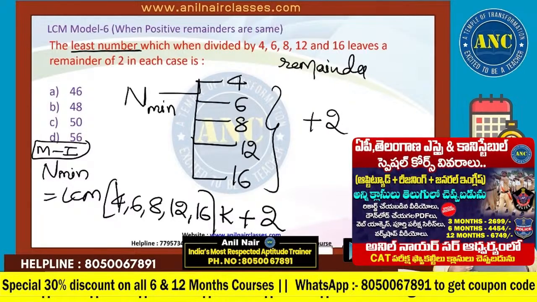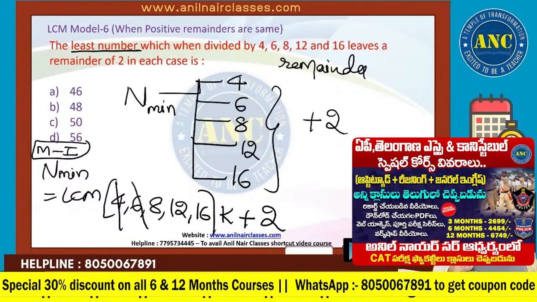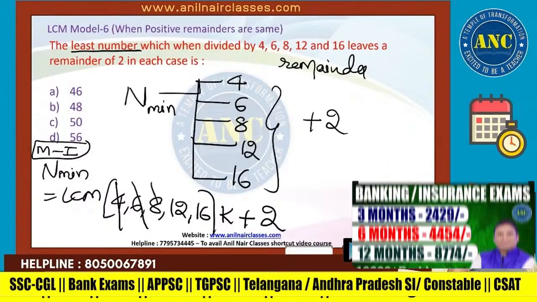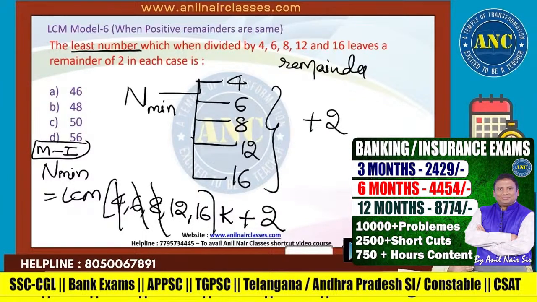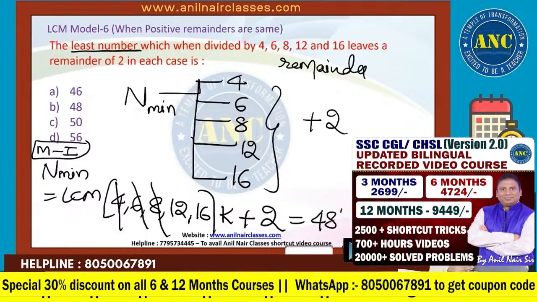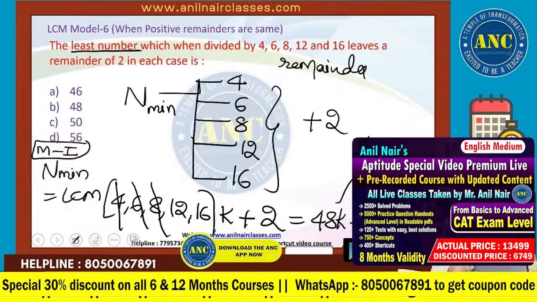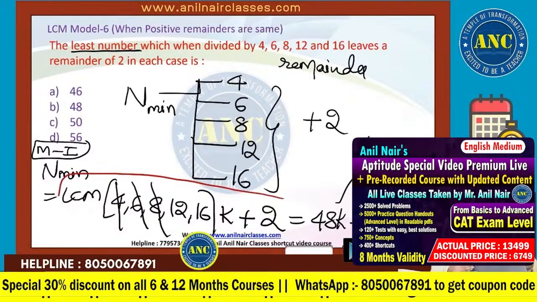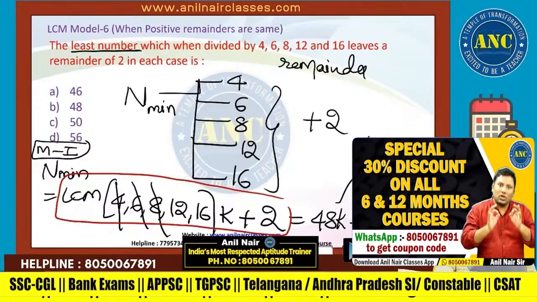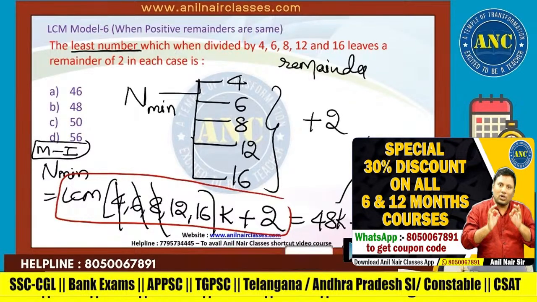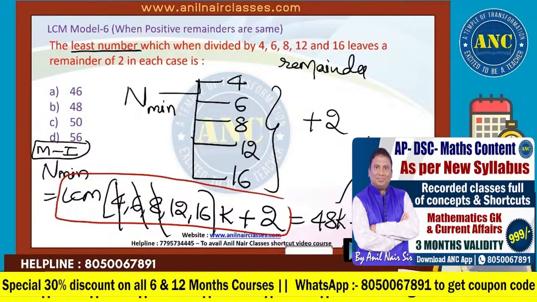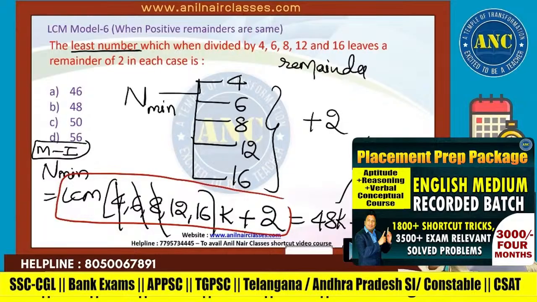Now 4 is a factor of 8, 6 is a factor of 12, 8 is a factor of 16, and 12 and 16. So the LCM is 48, and the number is 48k plus 2. Because it is minimum, k minimum is 1. So 48 plus 2 is 50. It is the LCM of 4, 6, 8, 12, 16 into quotient plus 2. Method number 1.